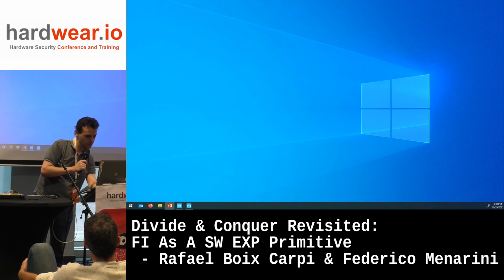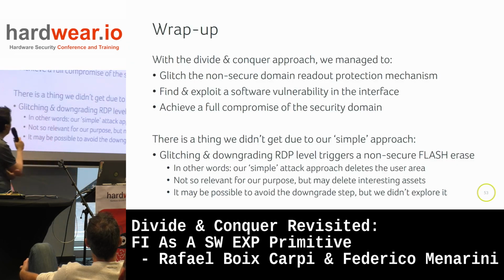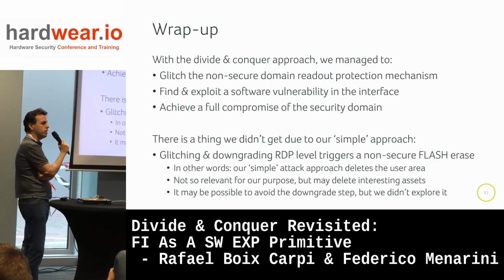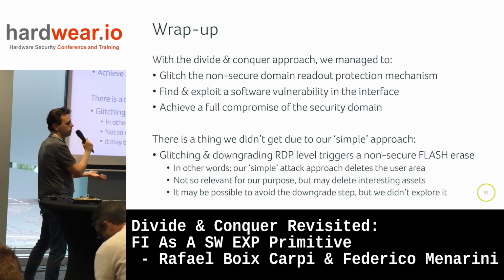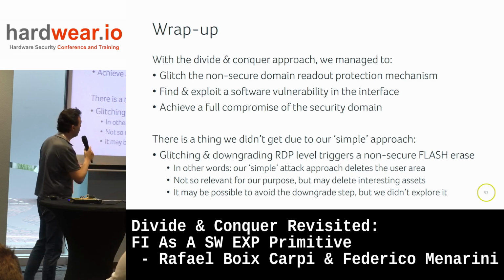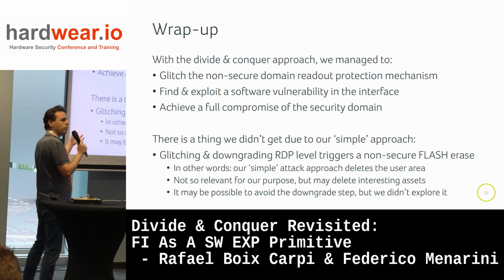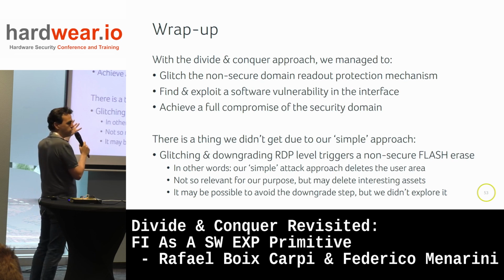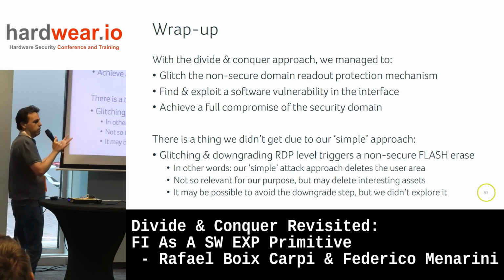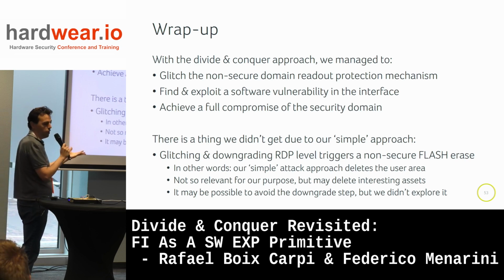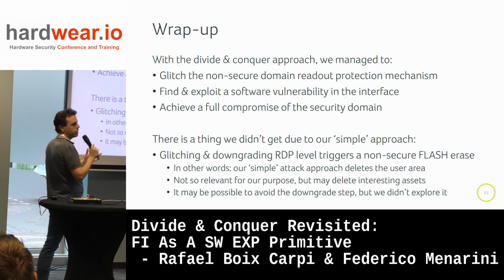Okay, so conclusions, wrapping up. Basically, with this divide and conquer approach, as you can see, we didn't try anything sophisticated. This was just a simple glitch, and this was just a simple exploit, not super complicated. What we did is basically glitch this readout protection mechanism. We now have access to the secure and non-secure domain. Then we found a vulnerability, we wrote a simple exploit, and as a result, we achieved a full compromise of the security domain.